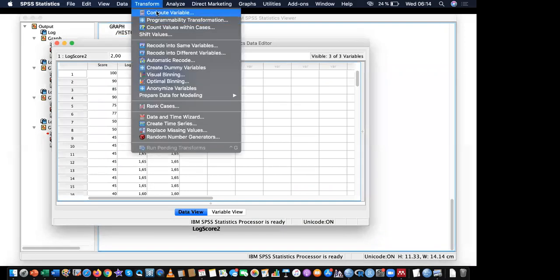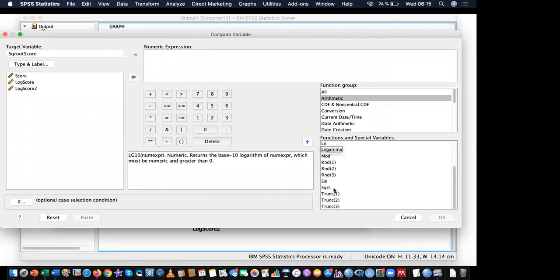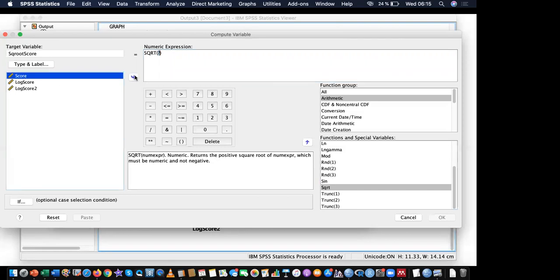Transform, compute variable. Okay. Yes, sir. Let's call it square root score. Arithmetic, square root. Where is square root? Here it is. The square root of the score variable. And click OK.